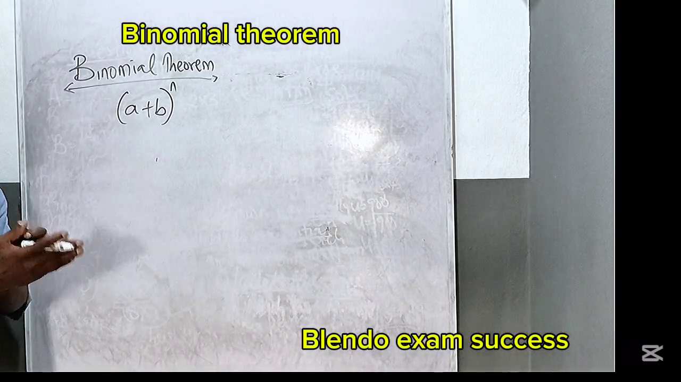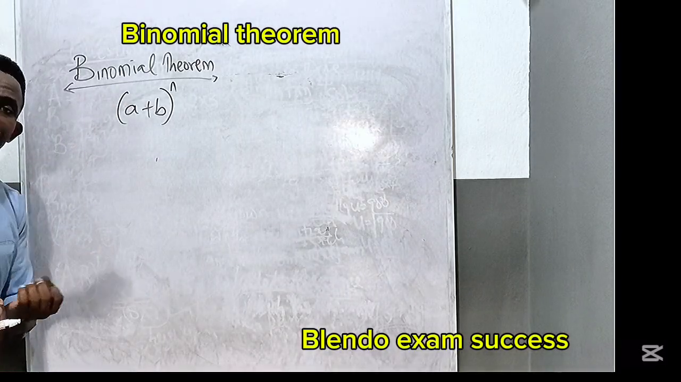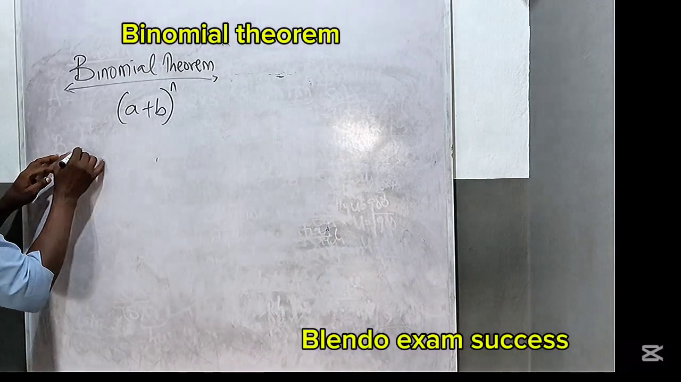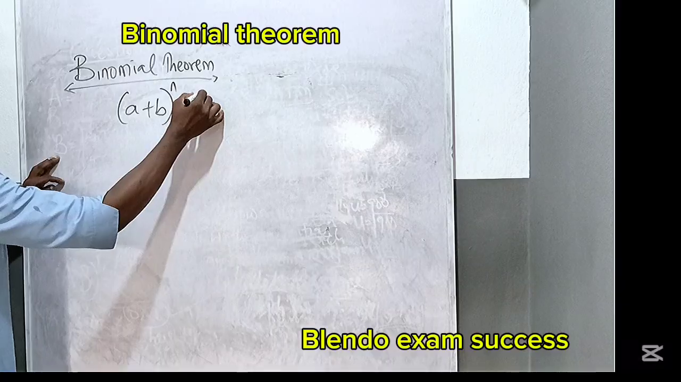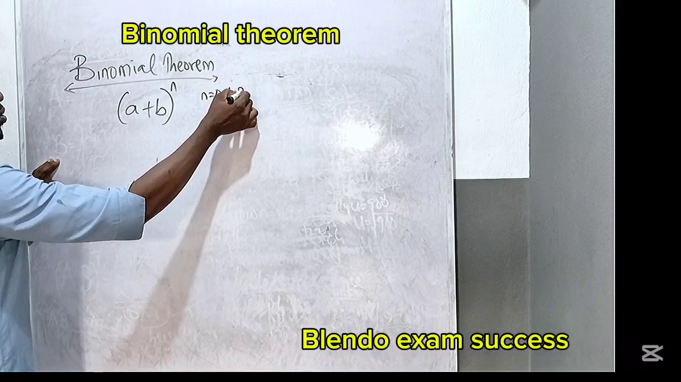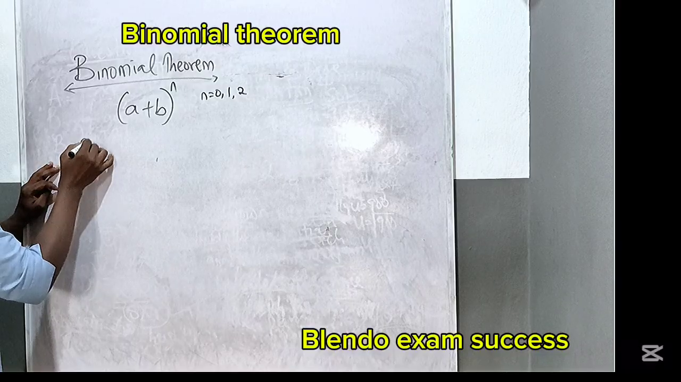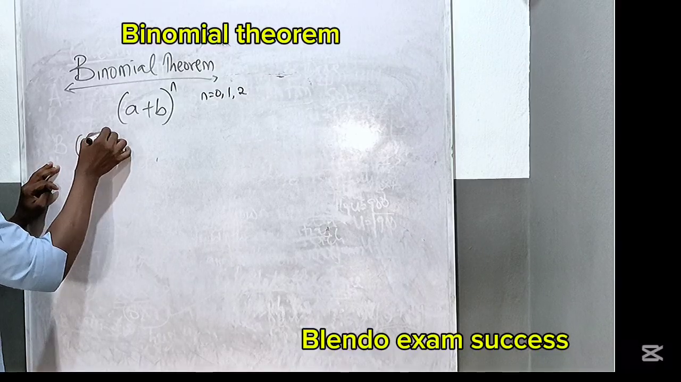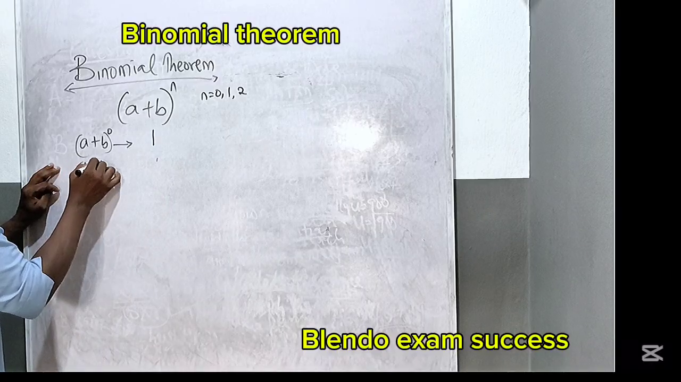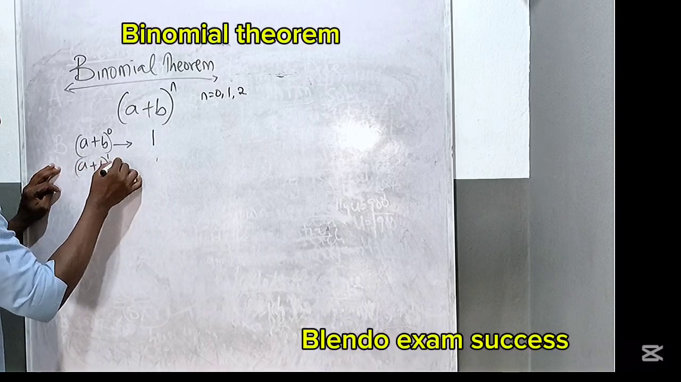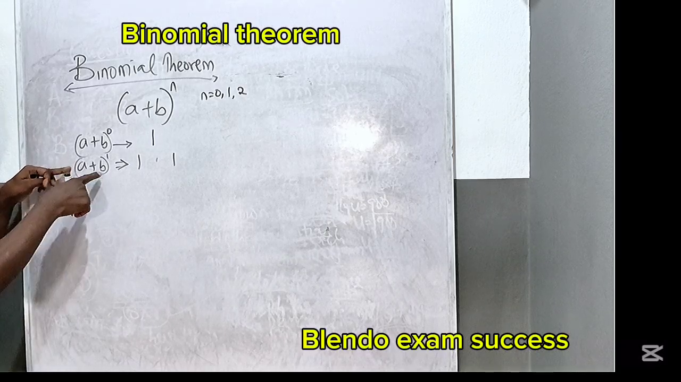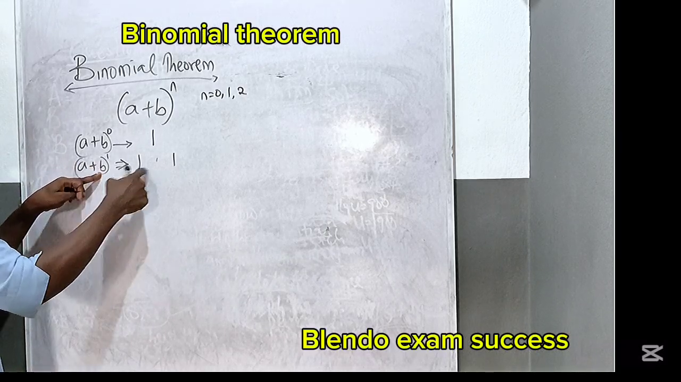We can expand this using Pascal's triangle. I know many of you don't know what Pascal's triangle is. This is Pascal's triangle. You have when n is equal to 0, when n is equal to 1, when n is equal to 2. (a + b) raised to power 0 gives us 1. Then (a + b) raised to power 1 gives us 1, 1: the coefficient of a is 1, the coefficient of b is 1.